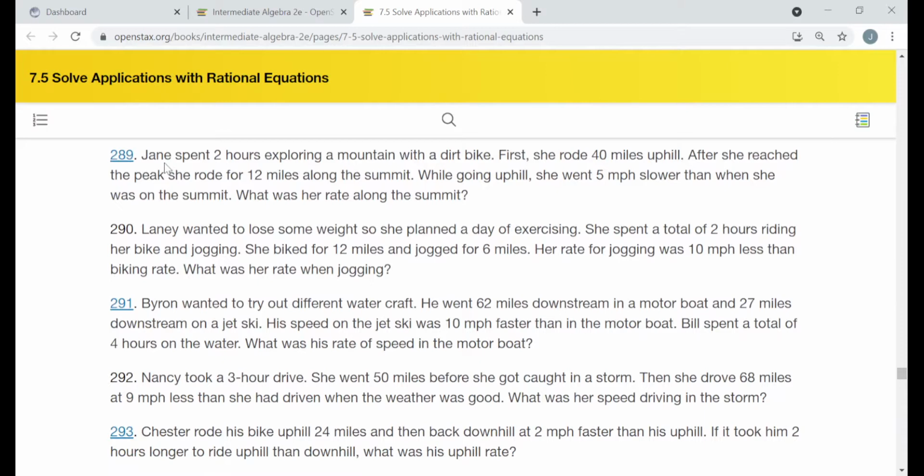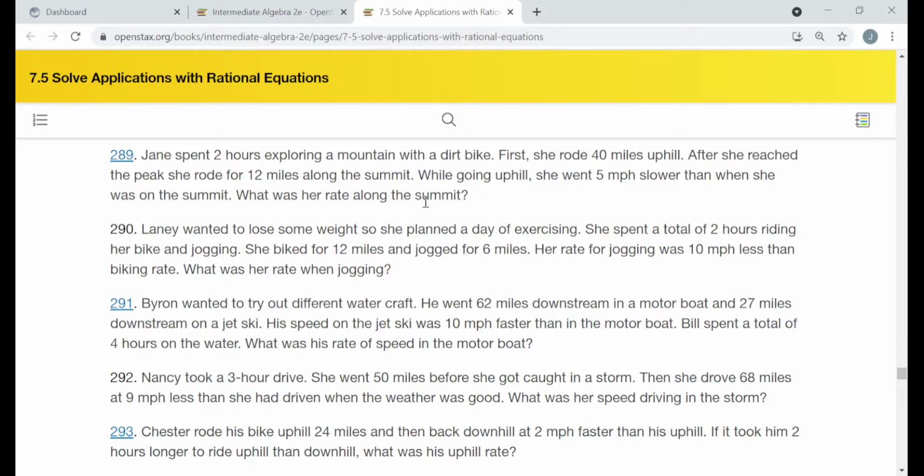So here we have Jane spent 2 hours exploring a mountain with a dirt bike. First, she rode 40 miles uphill. After she reached the peak, she rode for 12 miles along the summit. While going uphill, she went 5 miles per hour slower than when she was on the summit. What was her rate along the summit? How fast was she biking when she was at the summit?